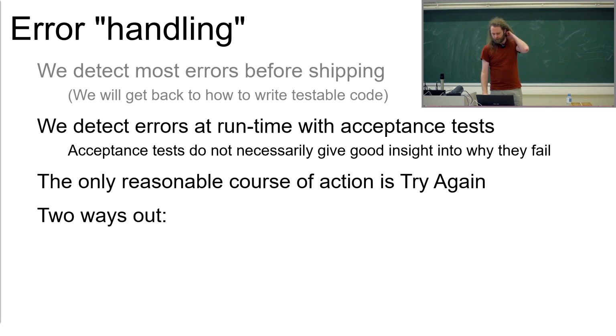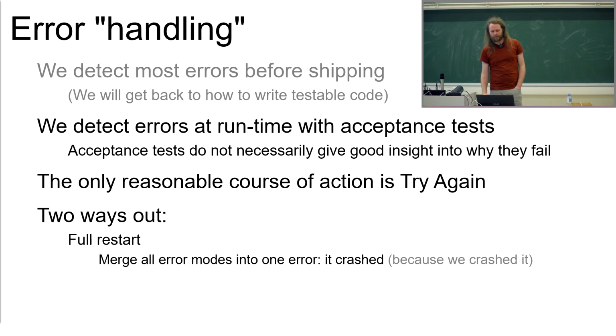So here are the two ways out of error handling. The aggressive way: full restart. Again, it might be overkill, but we know that it works. So we merge all of our error modes, all of the things that could go wrong. We go, it doesn't really matter exactly why it went wrong. We don't really care. We crash the program, because that's the worst case scenario. And we need to handle the worst case scenario anyway, so why not handle everything as if it is the worst case scenario? It's aggressive, but it will work.